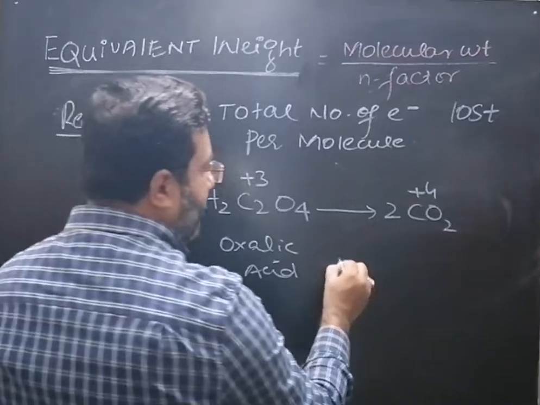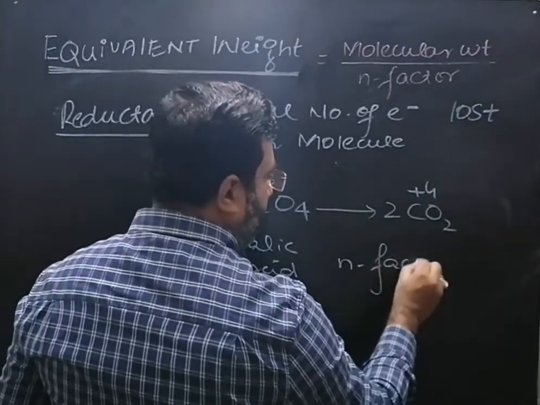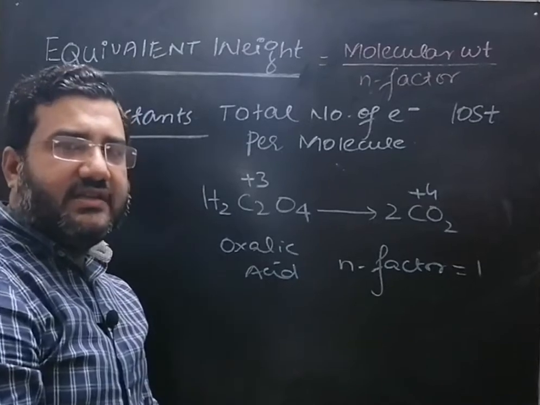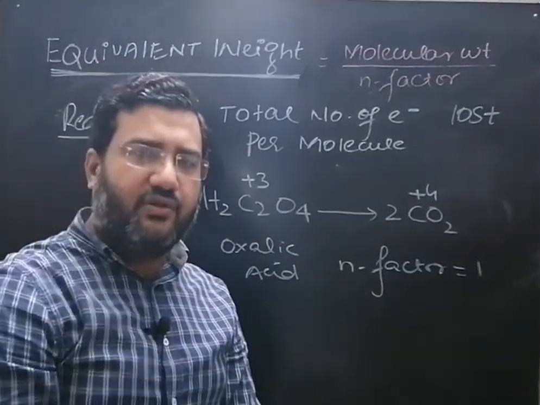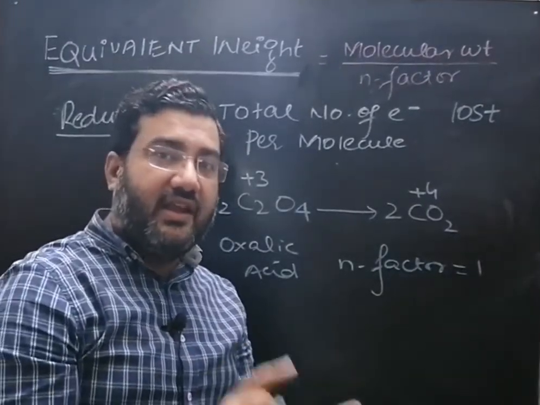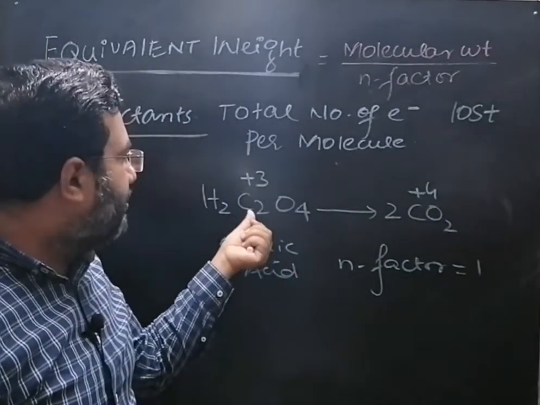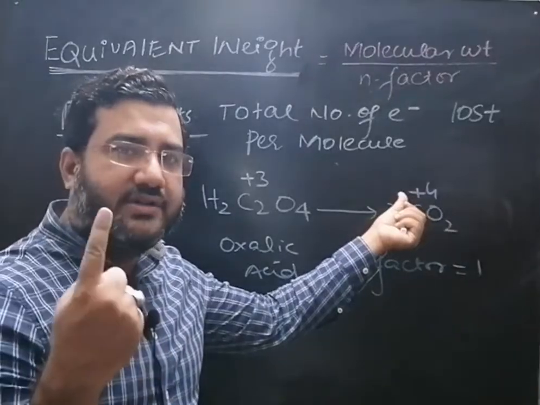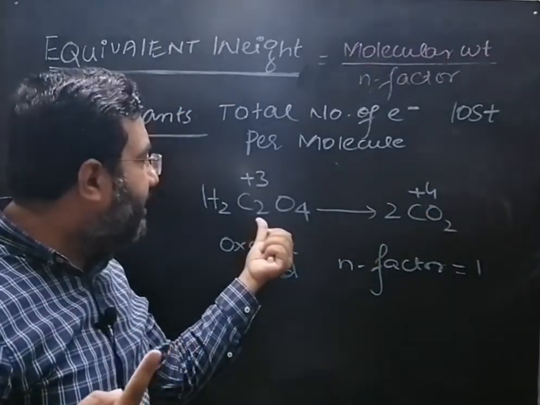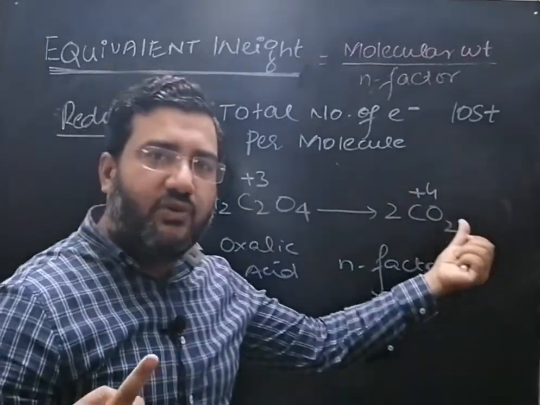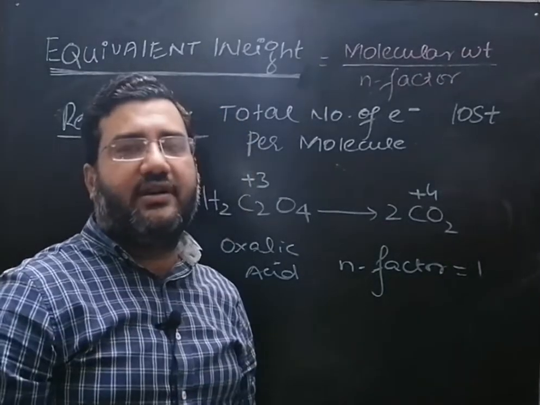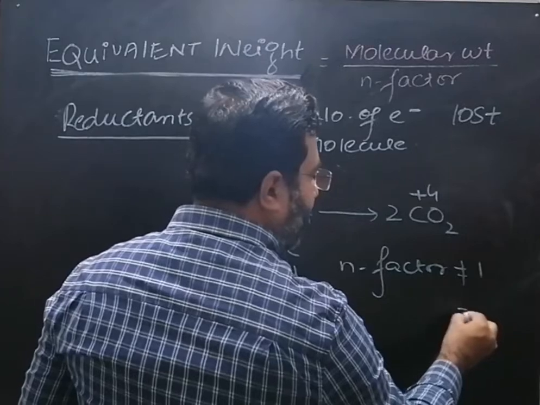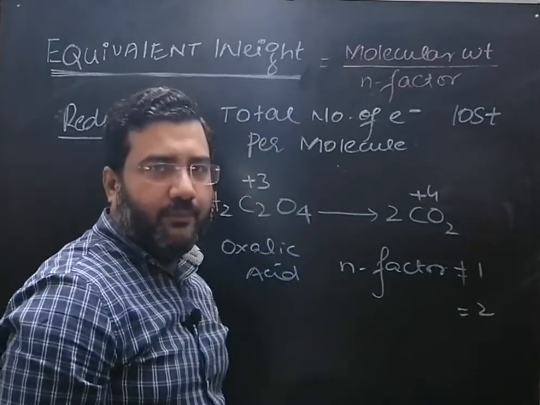So what will be its N factor? Should it be equal to 1, because the change in oxidation state is 1, so it has lost 1 electron? No, my dear students, again, there are 2 carbon atoms. One carbon atom has changed from +3 to +4, it has lost 1 electron. The other carbon atom has changed from +3 to +4, again it has lost an electron. So the total number of electrons lost will not be equal to 1, rather it will be equal to 2.